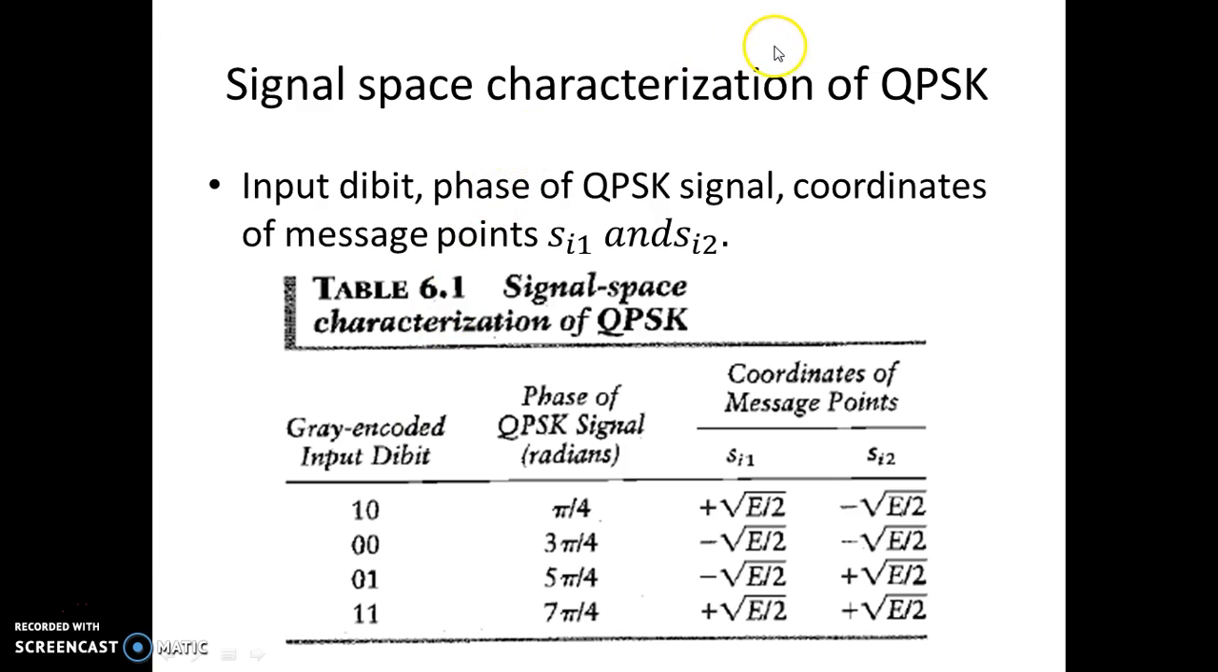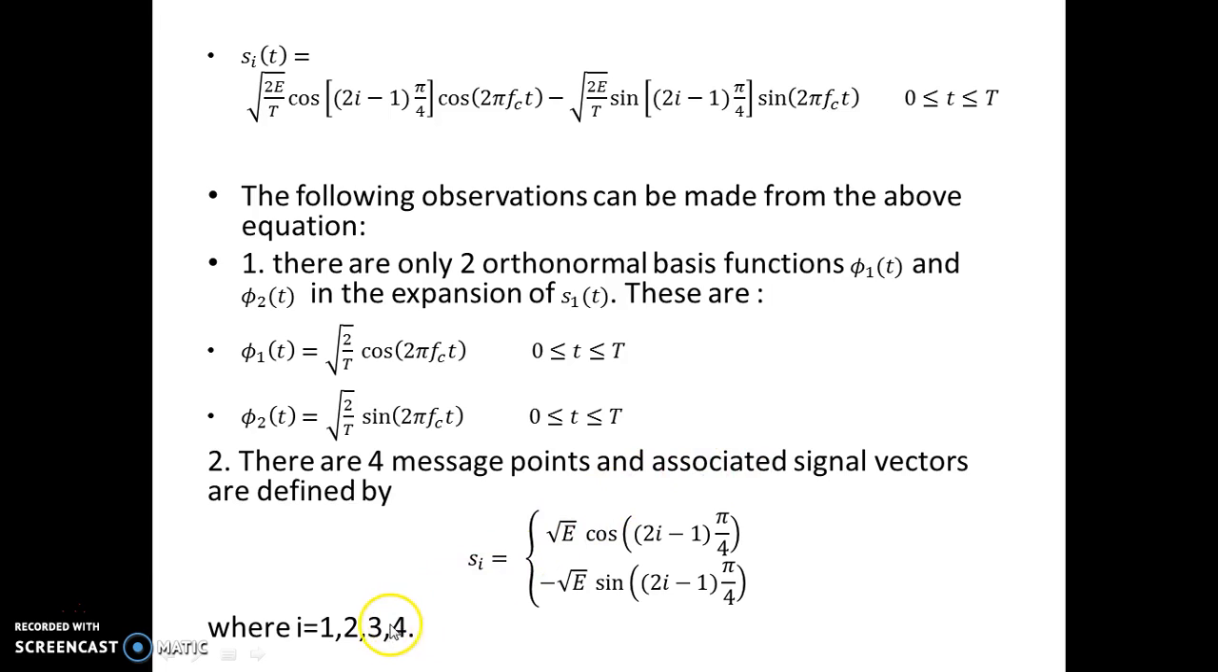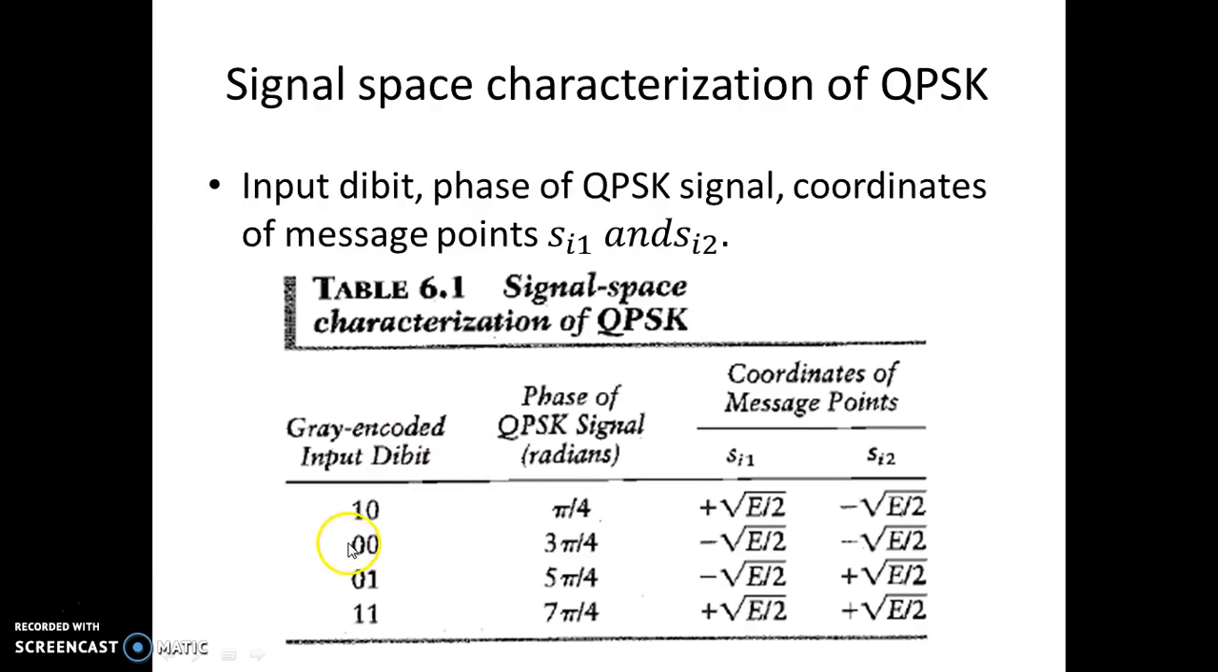The signal space characterization of QPSK. So we want to draw the constellation diagram containing the 4 possible message points. So we need to get the coordinates of the constellation diagram. The coordinates are the basis functions phi1 of t and phi2 of t. We need to get the coefficients Si1 and Si2. So as i varies from 1, 2, 3, 4, we have s1, s2, s3 and s4. So let us try to understand this.